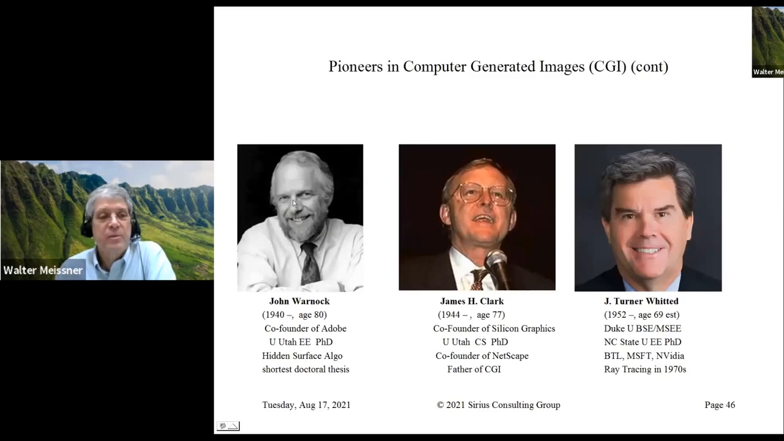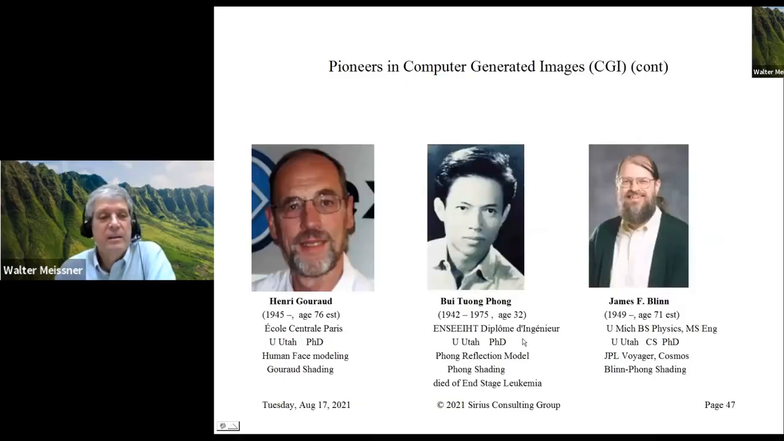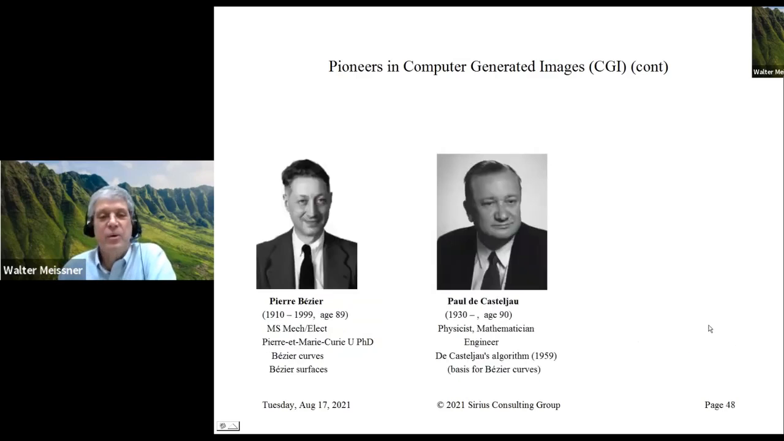John Warnock got his PhD in EE at Utah, and he did the hidden surface algorithm, which I talked about. He says this was the shortest doctoral thesis ever made. You have James Clark. He also got his PhD at Utah. And Turner Whitted is probably the only exception to that. Henri Gouraud studied in France, but he came to Utah and got his PhD there, and he did human face modeling and Gouraud shading. Phong is Vietnamese, but he came to France and got his engineering degree there, came to Utah, got his PhD there, and developed the Phong shading model. Unfortunately, he died of end-stage leukemia at the age of 32. James Blinn also came to Utah, got his PhD there, and did a bunch of nice work after that.